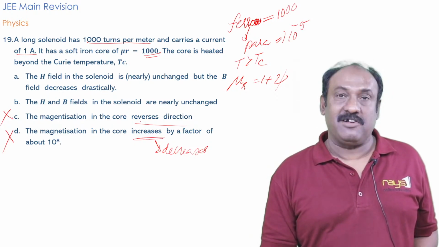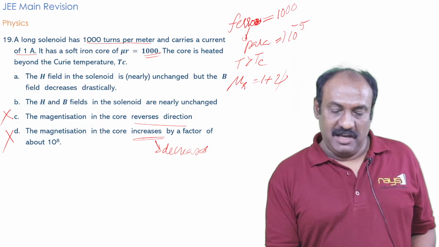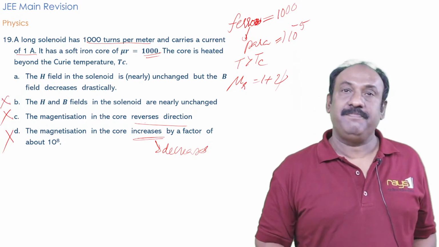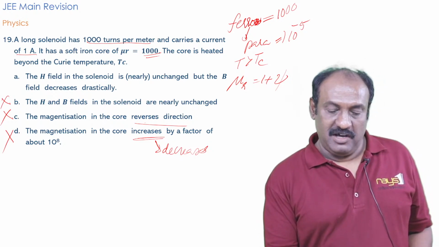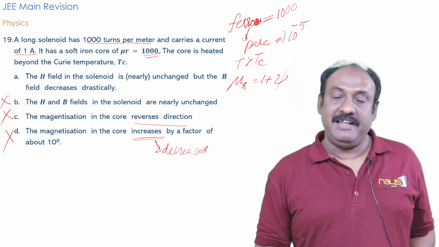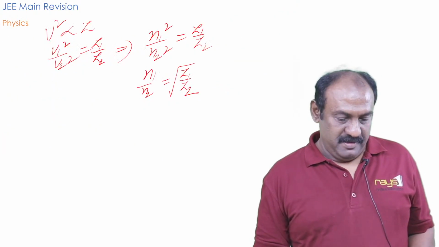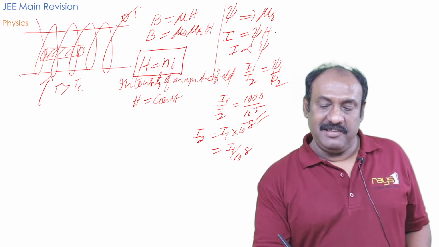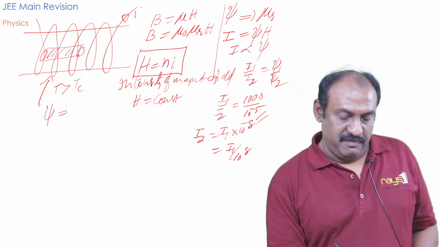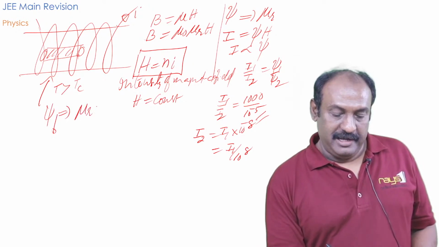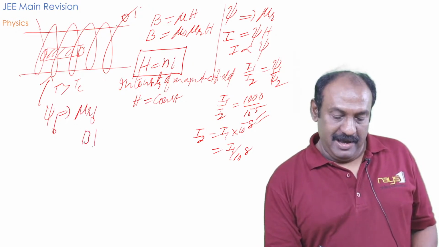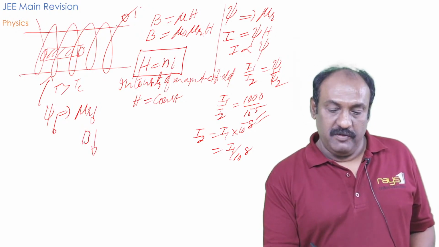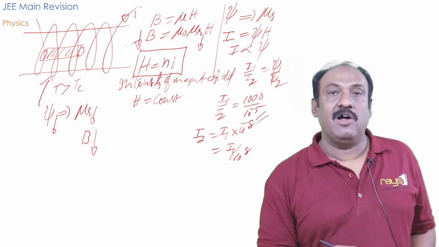So "reverses" is wrong. Now, are the H and B fields in the solenoid nearly unchanged? No, the H value remains the same, but the B value decreases. H in the solenoid is unchanged, but B decreases drastically because psi changes. When psi decreases, mu r decreases. When mu r decreases, B decreases drastically, because B = mu naught × mu r × H. So when the mu r value decreases, the B value also decreases.